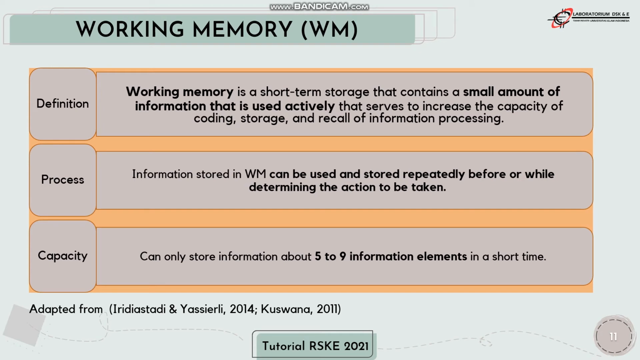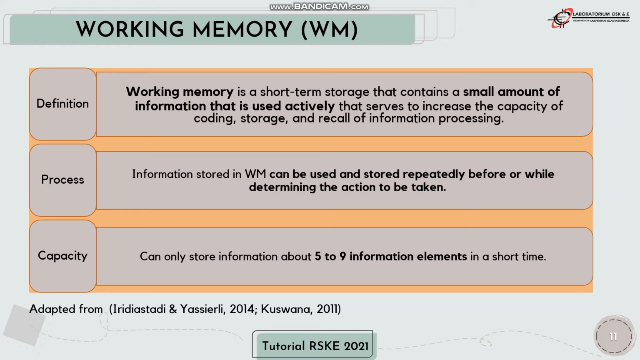Okay, the next is working memory. Working memory, in definition, is a short-term storage that contains a small amount of information that is used actively, that serves to increase the capacity of coding, storage, and recall of information processing. And the process: information stored in working memory can be used and stored repeatedly before or while determining the action to be taken.